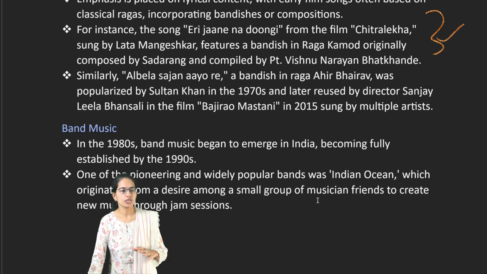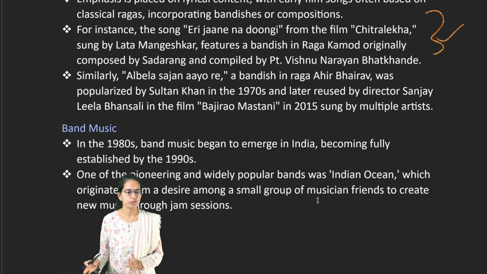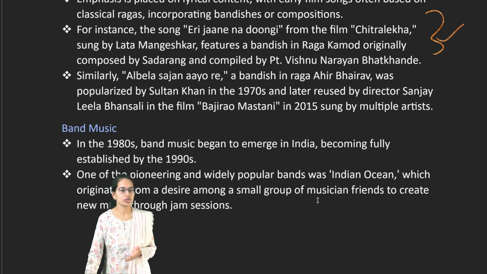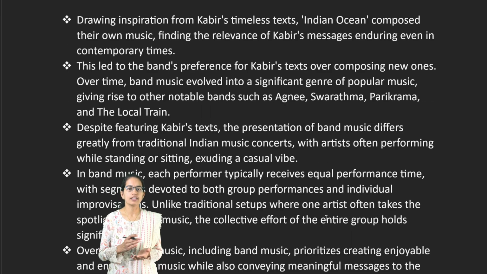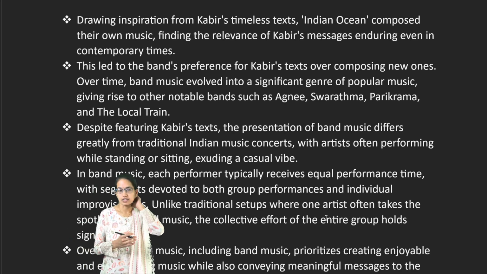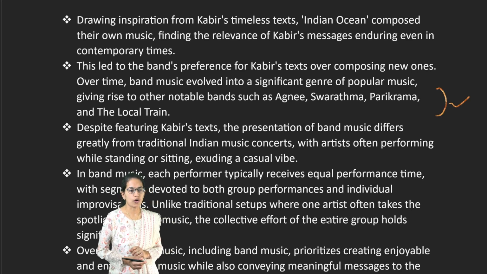The band music in India started during the 1980s. It became a popular form of music during the 1990s, and one of the popular bands is Indian Ocean. There have been various jam sessions which have been organized. Even the popular musics have been seen with the notable bands like Agni, the Local Train, and so on.